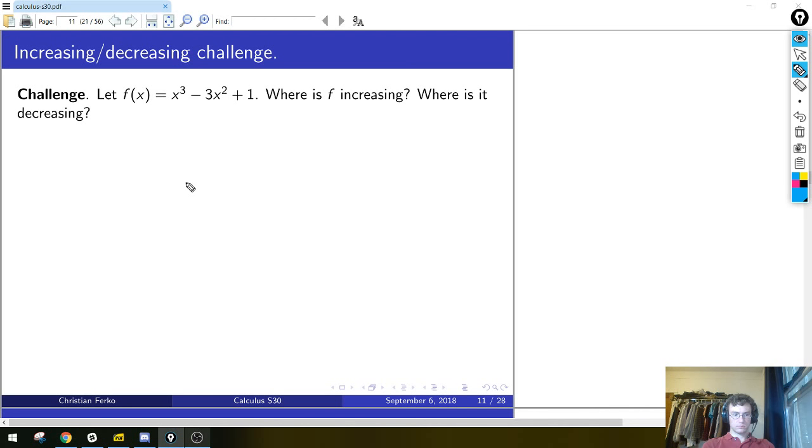I assume the lazy way out would be to graph it. Yeah, but I mean, a graph is not a proof. If you graph it and it looks like it's increasing, that's not so great. So let's prove it.